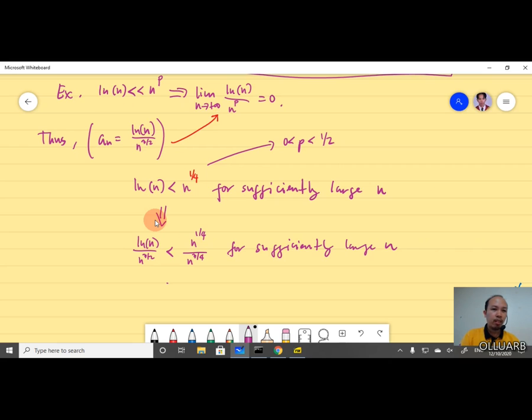And then if you simplify this, we have 1 over n to the, no, not 1/4, this is 3/2. Sorry, n to the 3/2, so 1/4 minus 3/2 is, again, 5/4.